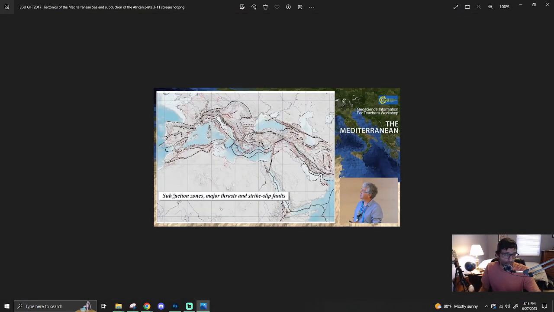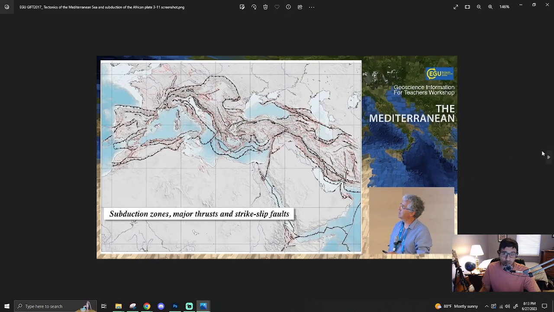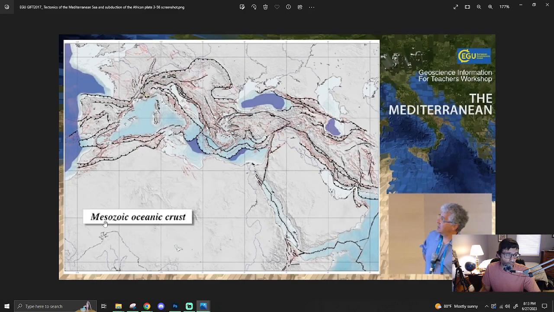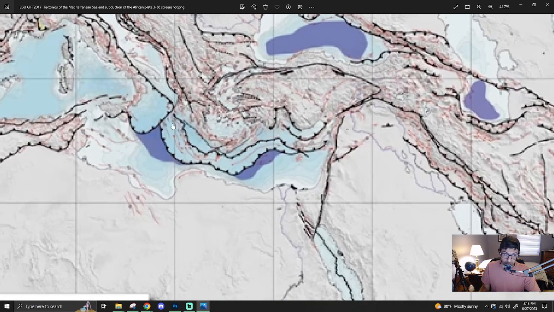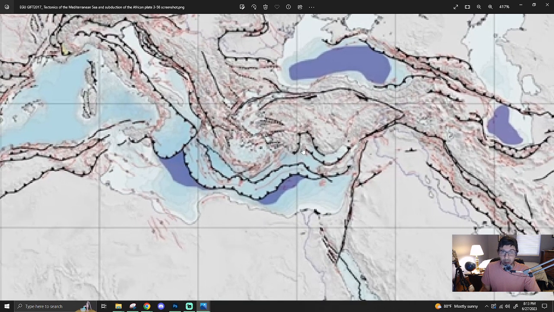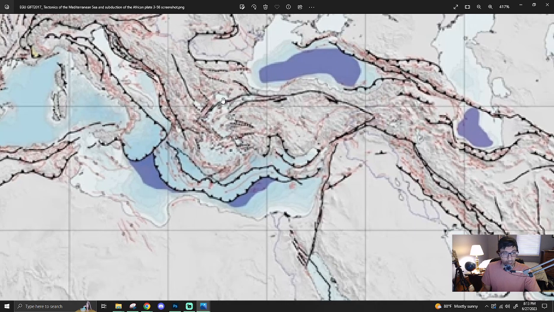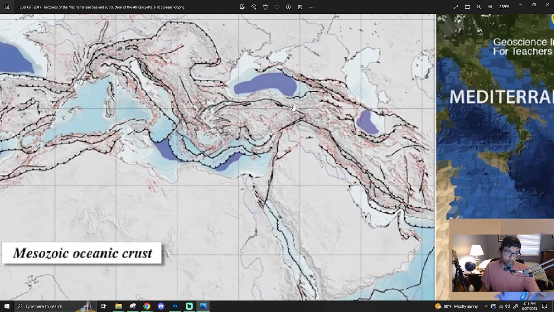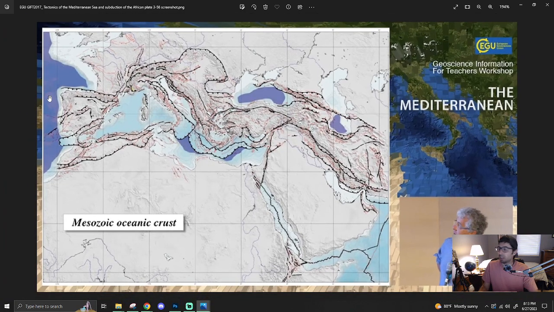Okay, this says Mesozoic. Subduction zones, major thrust and strike slip faults. And then this is Mesozoic oceanic crust. The Baltic Sea, Caspian Sea, and the eastern Mediterranean, specifically where this eddy is and in the regions that it's getting fed by, as well as out here. None of this yet, I guess. I'm not sure if that's being accounted for, but in the Indian Ocean, Arabian Sea region.